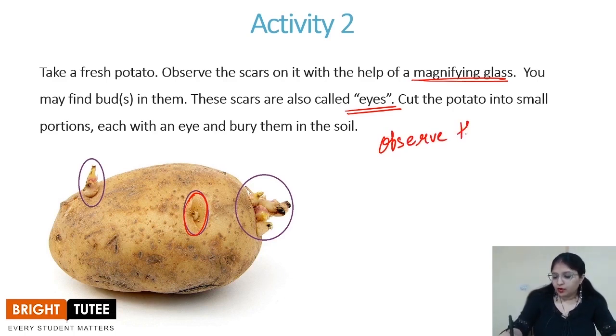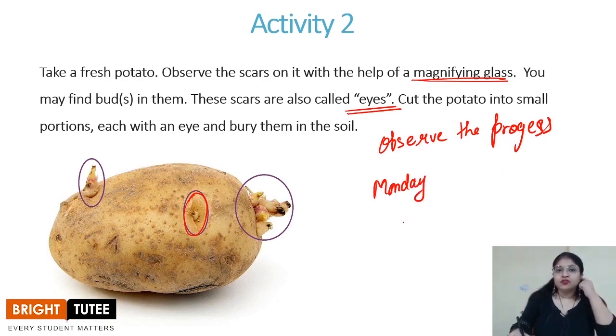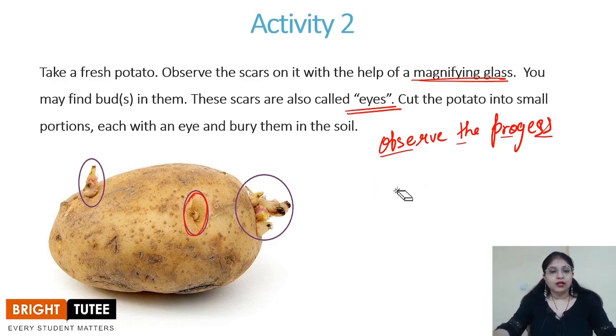Observe the progress. That means that suppose you buried this particular eye or the potato on Monday. Then you keep on observing, keep on watering, and you will see that maybe by next Tuesday or Wednesday, you will start observing a little bit of growth, right? So this is how you're going to observe the progress, that is, how long does it take for the plant to start coming out from the potato.